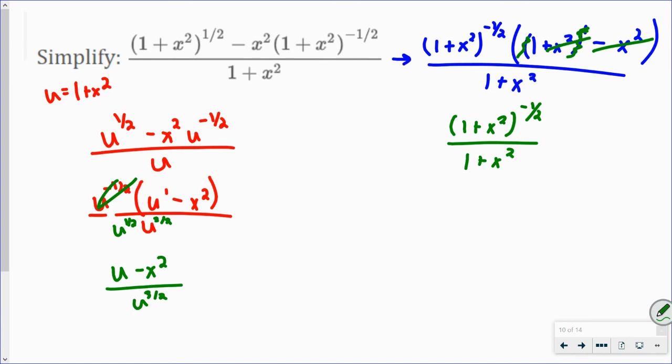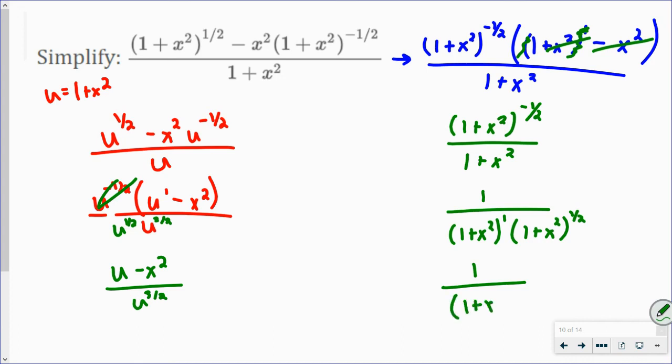We can move that whole thing kind of to the bottom, and we have 1 over 1 plus x squared to the first, and this is 1 plus x squared to the half, because it became positive, and there's where we get our 3 halves. So 1 over 1 plus x squared to 3 halves.